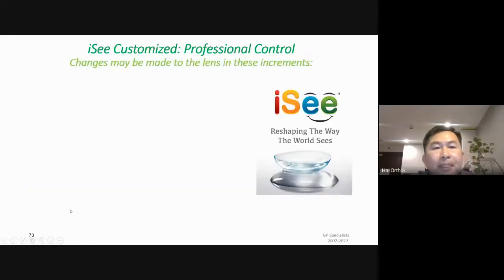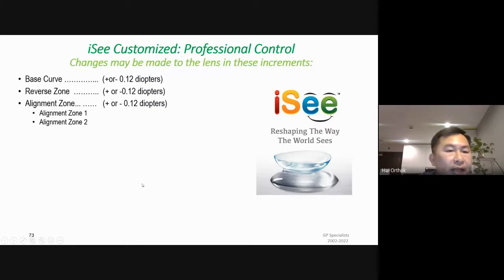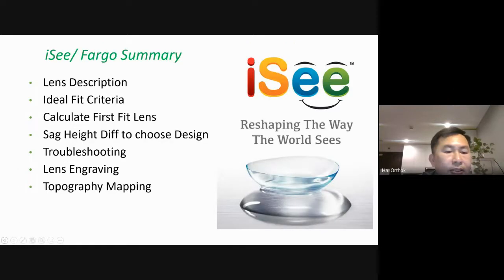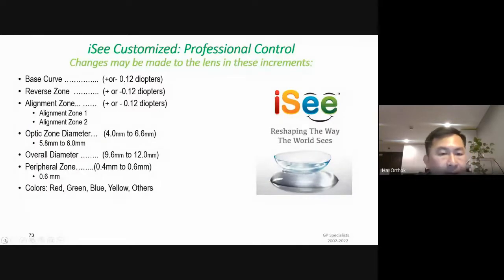Well, IC Customize is professional control. You can control base curve, reverse zone, alignment curve, optic zone, overall diameter, peripheral zone, and also color. So whenever you need a customized IC lens, you can choose all of these values and just provide us the numbers that you order, and we can do it for you.